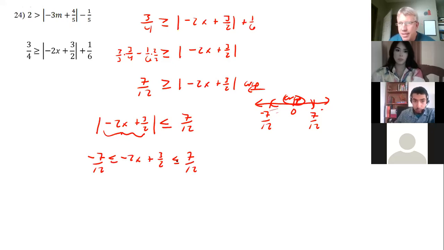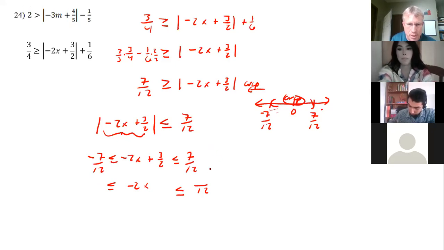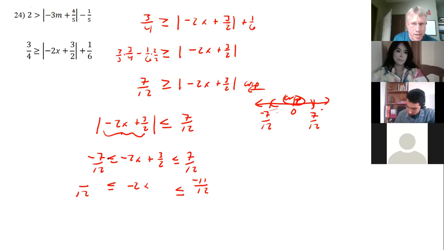Subtract 3/2 from both sides. So we subtract 3/2 from this side. What are we going to get? They're going to be over 12. So 7/12 minus 3/2 is going to be 7 minus 18. Is that negative 11? Negative 7/12 minus 3/2, because we have to multiply this by 6/6. So it's going to be an 18 in the numerator. So negative 7 minus 18 is like negative 25.